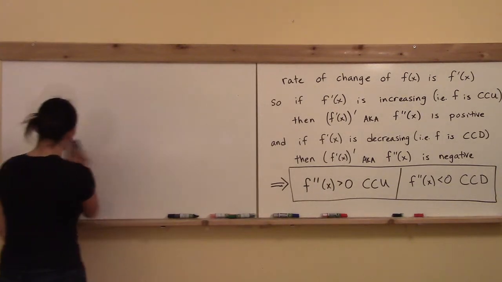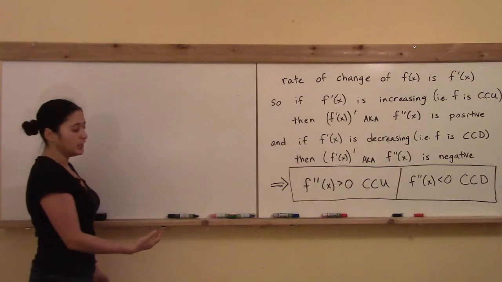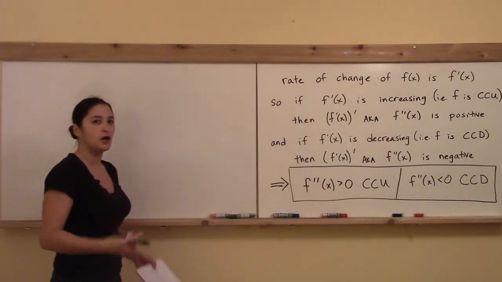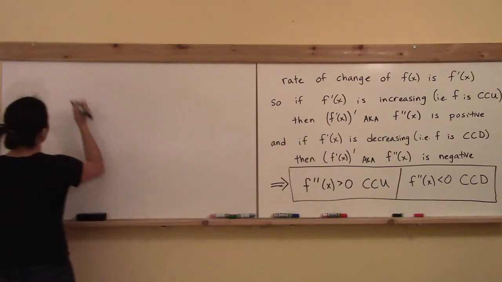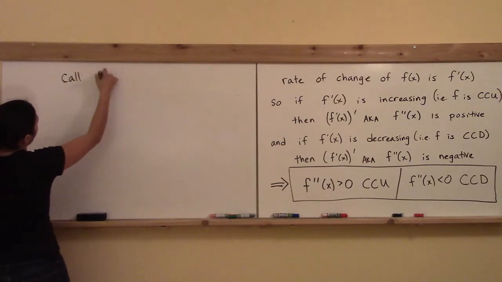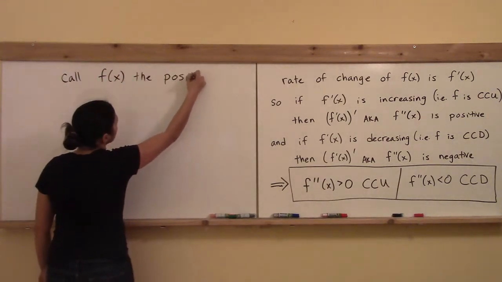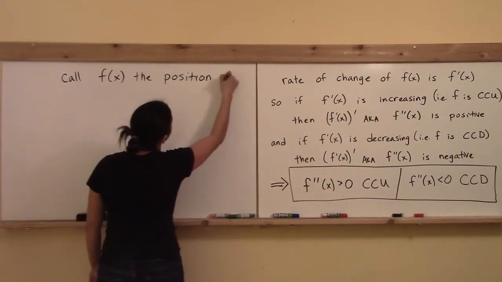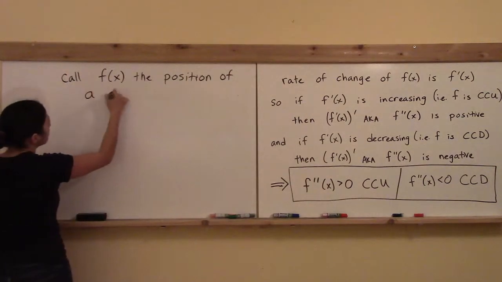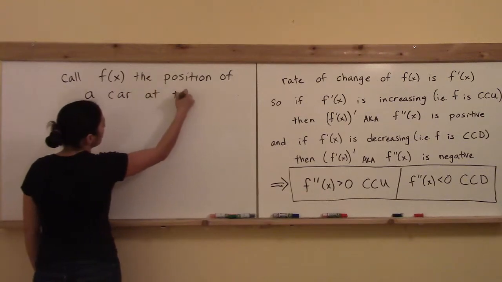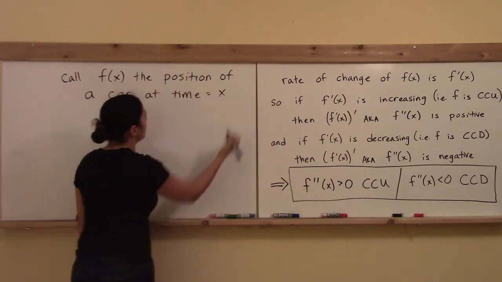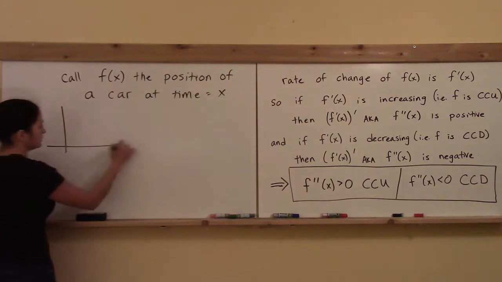So let's pretend that the original function in question is the position of our car, let's say on a straight line road. So let's call f of x the position of a car at the time equal to the value x. All right, so let's say I was going to take a graph.